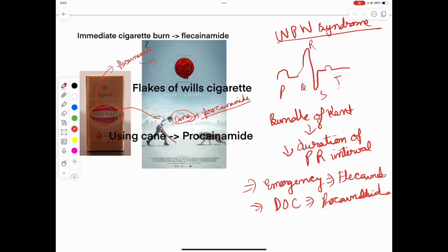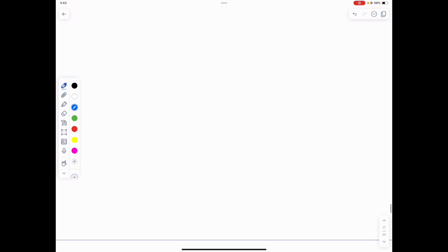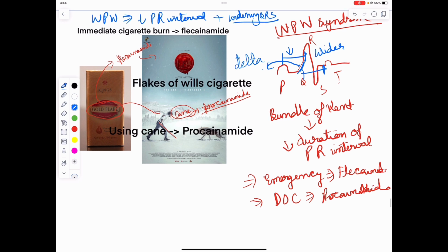So what would be the features in cases of WPW syndrome? The PR interval will reduce, but the QRS complex will get wider. So remember the parameters in Wolff-Parkinson-White syndrome: there will be a decrease in the PR interval and widening of the QRS complex, with the initial part showing the delta wave. My bad, just remember, this is not the epsilon wave, this is the delta wave.